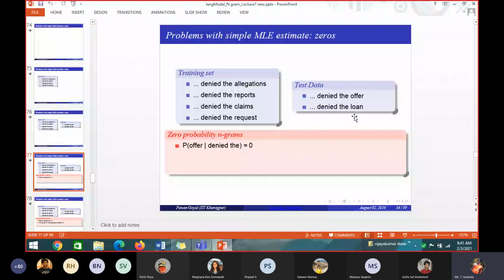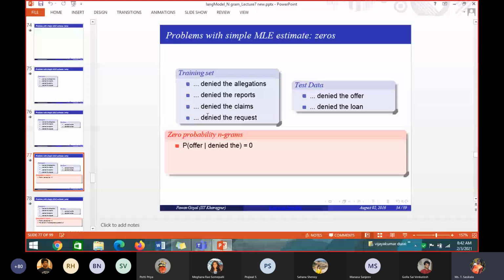If I want to find the probability of offer given denied the, is it present in the training set? You will be checking in the training set. If denied the followed by offer is present in the training set, please respond. Is this present in the training set? No. So what will be the probability? 0. So offer given denied the is 0.